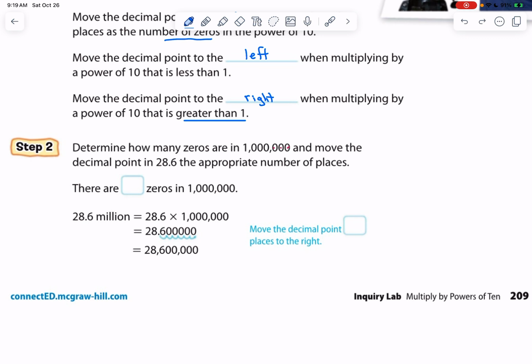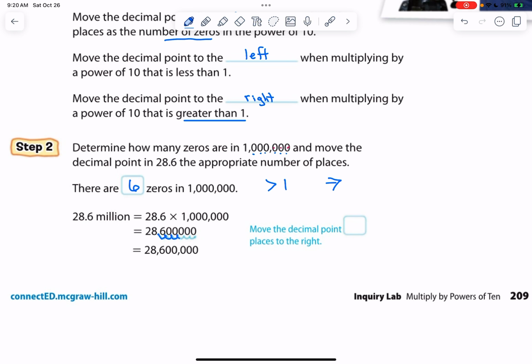Determine how many zeros are in 1 million. 1, 2, 3, 4, 5, 6. There are 6 zeros in 1 million. And 1 million is greater than 1, right? So we're moving to the right. So we take 28.6 and we're going to go 6 places to the right.